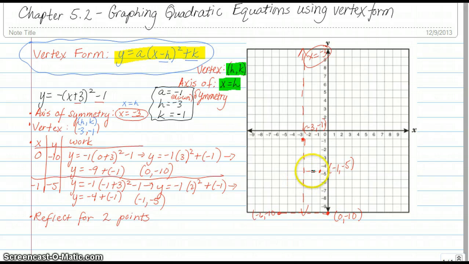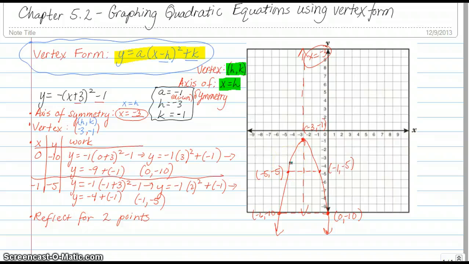Reflecting it over the axis of symmetry, it's 2 to the right, so we go 2 to the left, which is -5, -5. We are going to connect those points. Make sure you make it U-shaped at the top. And now you have your parabola opening down, fits on the graph. These were your 4 steps.